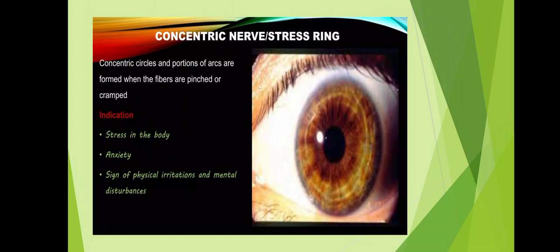Next marking is the concentric nerve ring, which is also called a stress ring. It looks like concentric circles and portions of arcs that are formed when the fibers are pinched or cramped. It is indicated in cases of any stress in the body, anxiety, or any physical irritation and mental disturbances.